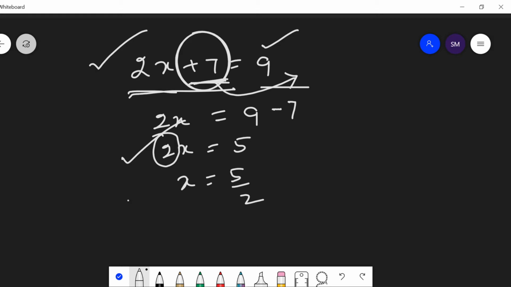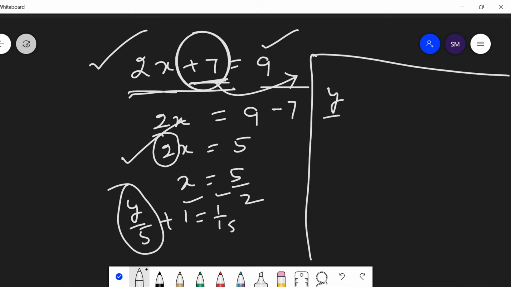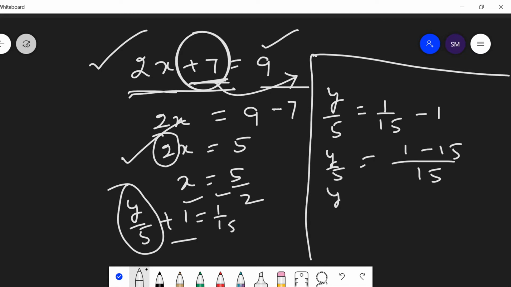Suppose here it is given y upon 5 plus 1 is equal to 1 upon 15. Here this is the variable and these are the constants. I have already told you, when you solve linear equations, keep the variable in the LHS and shift the constant to the RHS. Here 1 is added. When you shift it to the RHS, it gets subtracted. Then y upon 5 is equal to, taking 15 as the LCM, 1 minus 15 upon 15, which is y upon 5 is equal to minus 14 upon 15.